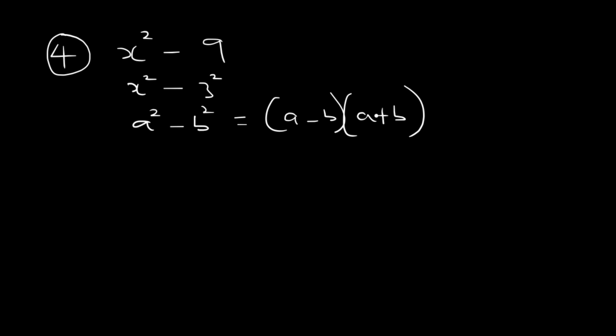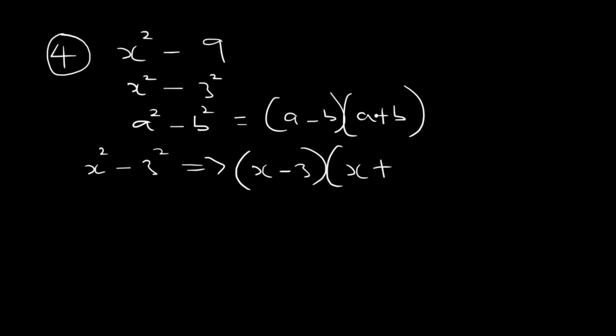And as you can see, x squared minus 3 squared is in this form of a squared minus b squared. So we are going to apply difference of two squares to solve this problem. So x squared minus 3 squared will give us x minus 3 multiplied by x plus 3. And that is all. This is our answer.